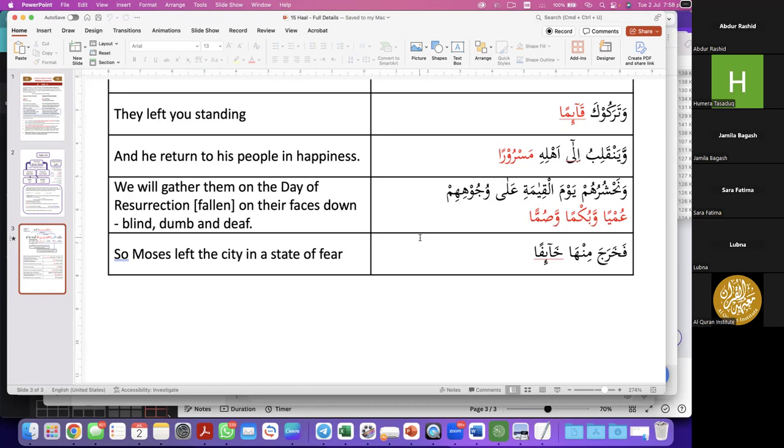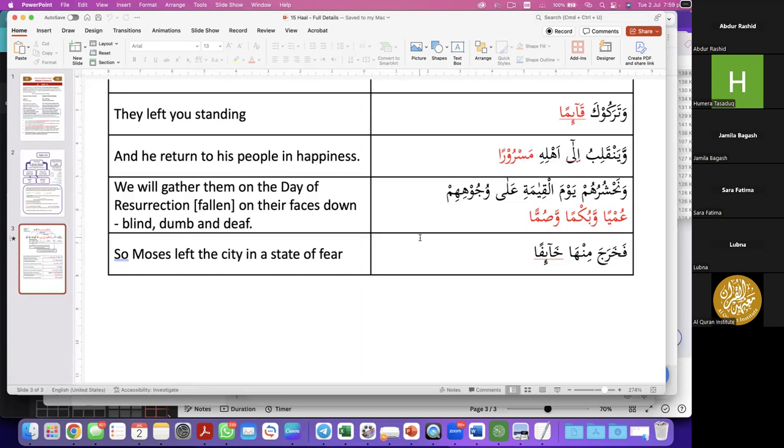Wujuhuhum. Ustad is also describing their state, on their face down. I was coming to that. So there are multiple reasons here for these to be examples of hal. Apart from ala, umyan wa bukman are not there, but ala wujuhihim itself is a hal. Now we saw additional information: umyan, blind; bukman, dumb; summan, problem with hearing. With the face down is a state, a position, and then more specific: umyan wa bukman wa summan.